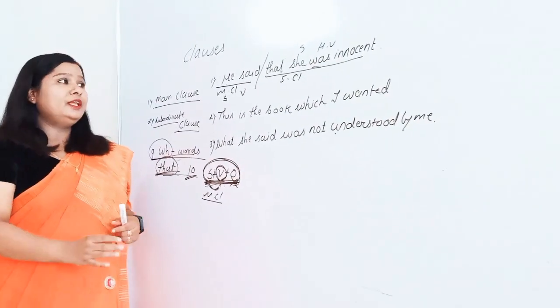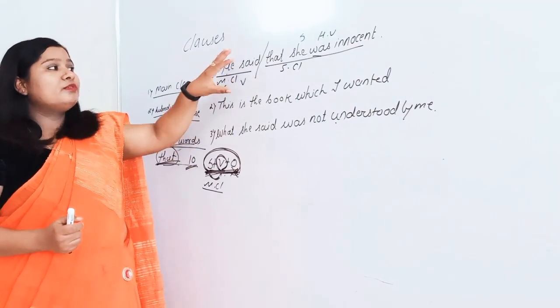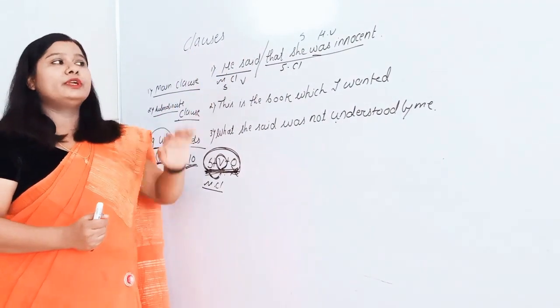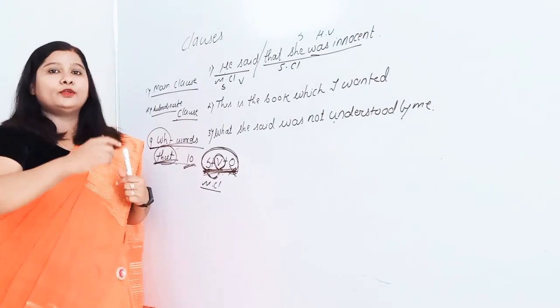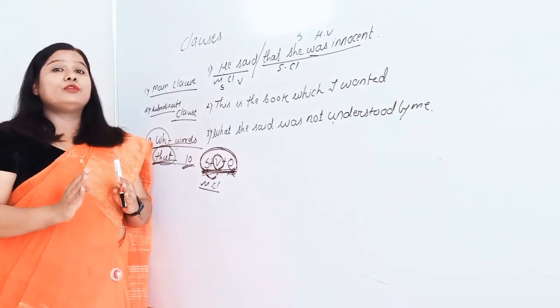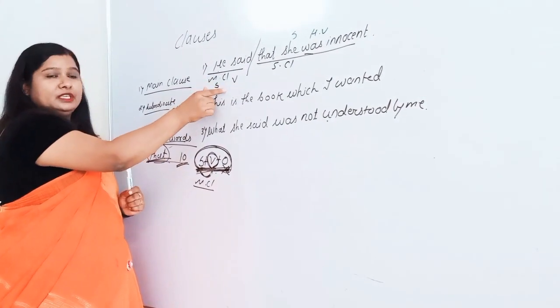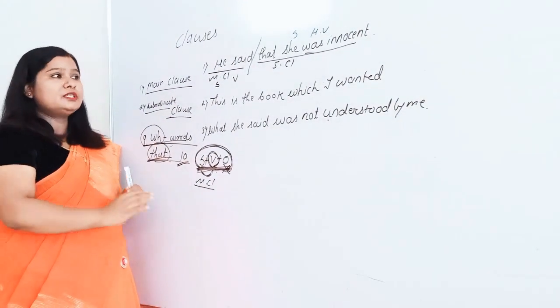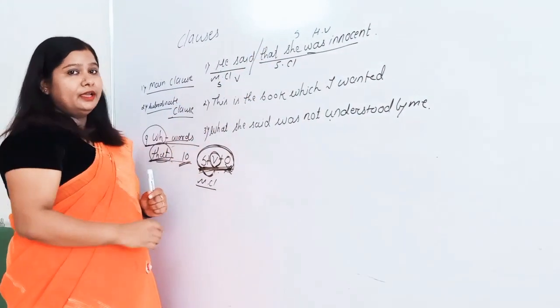Generally you people feel that the main clause will always come in the beginning and the subordinate clause will always come at the end of the sentence. But things are not like this. Here we have seen that our main clause came first and the subordinate clause came at the end.